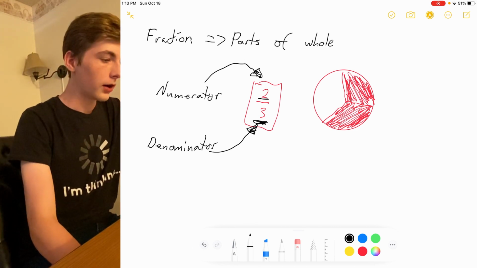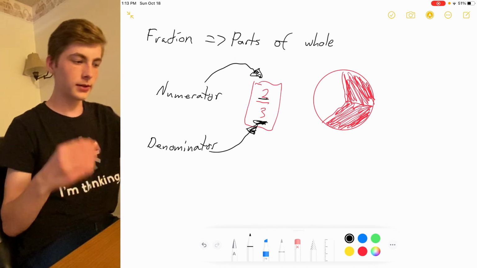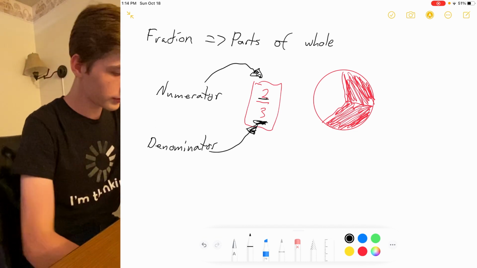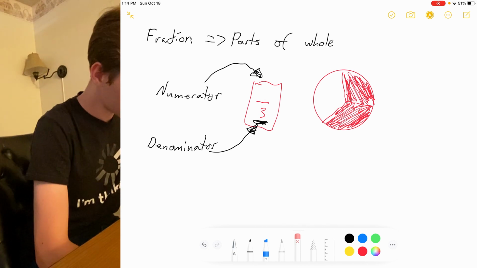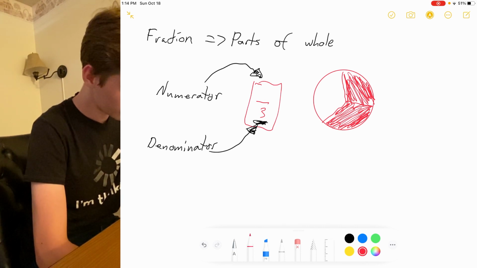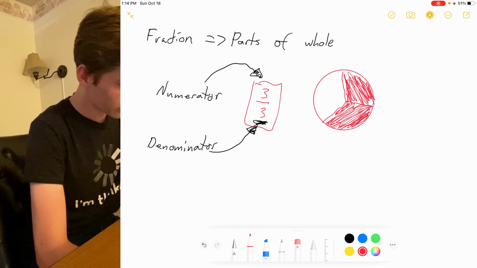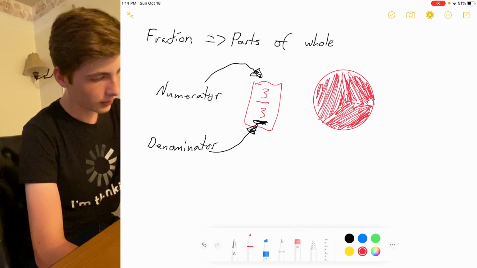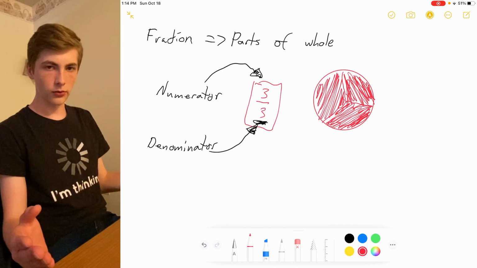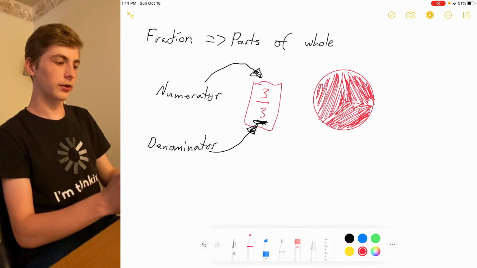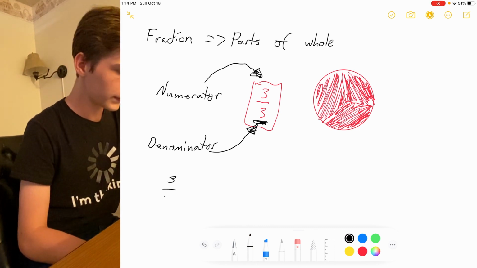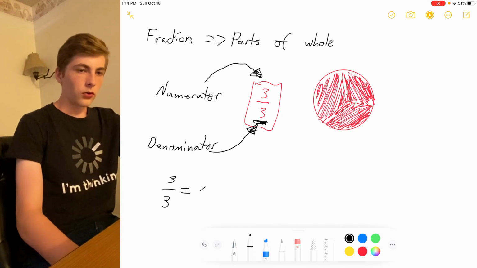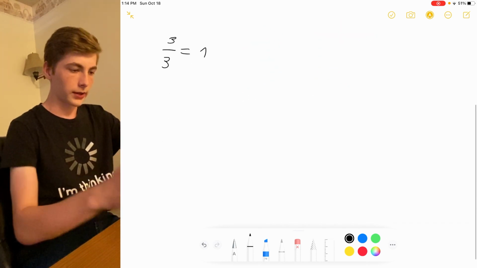Because of this, whenever the numerator is equal to the denominator, let's say in this case, what if that 2 were a 3, right? Well, then we'd have all 3 sections colored in. So that completes the whole, right? If the numerator is equal to the denominator, in the case of 3/3, for example, it equals 1 whole, or just 1, in all cases, okay?